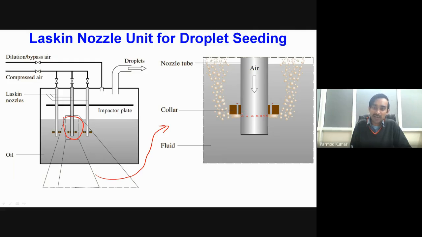While air comes out of this nozzle, it leads to the formation of a large number of small liquid droplets. Then we have one impactor plate over here. This impactor plate catches all the larger size droplets, and the fine size droplets pass through this annular section, finally come out, and can then be inserted inside our flow field.